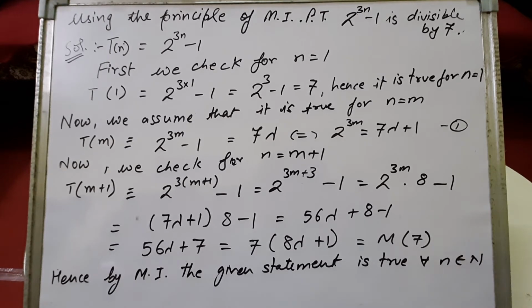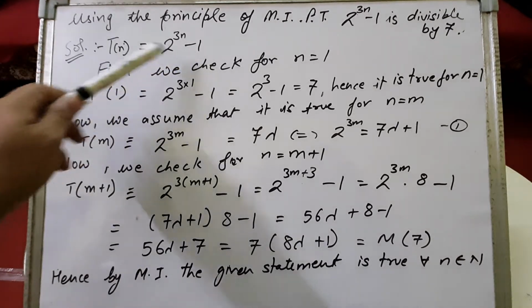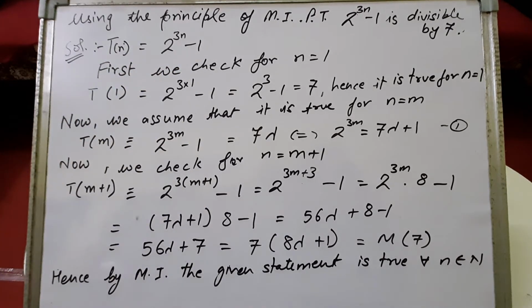Right, children? So first what we'll assume? Well, we'll assume that 2 to the power 3n minus 1 is equivalent to t bracket n. So as usual, what we'll do first, we check for n equals to 1. That means we put n equals to 1 to see whether the statement is true or not.